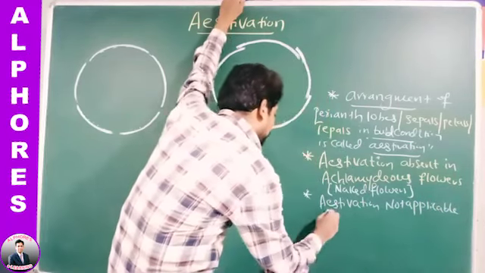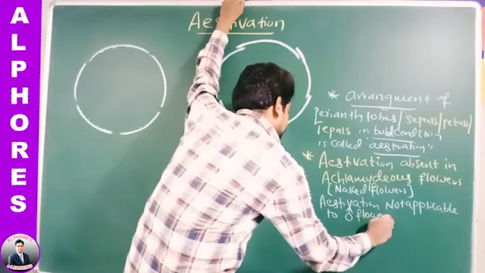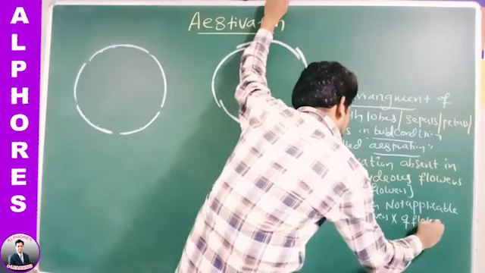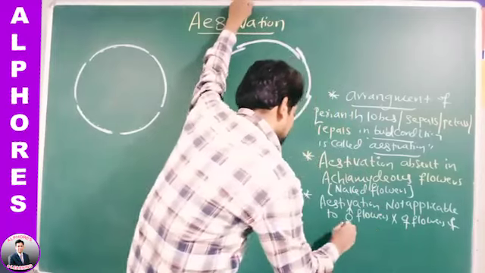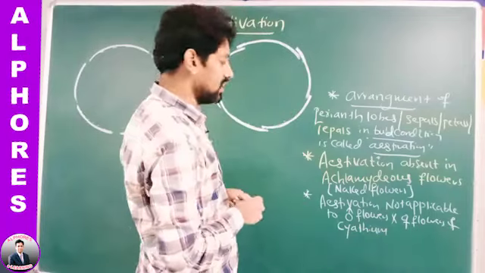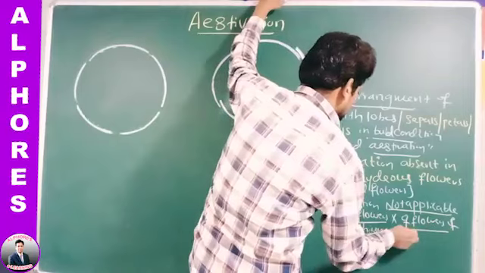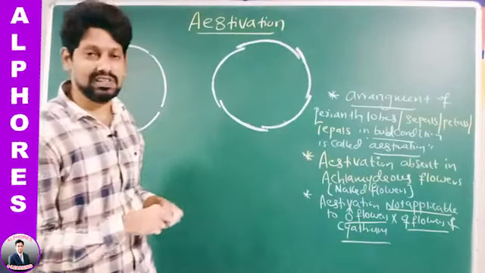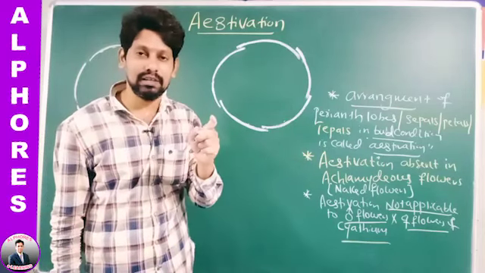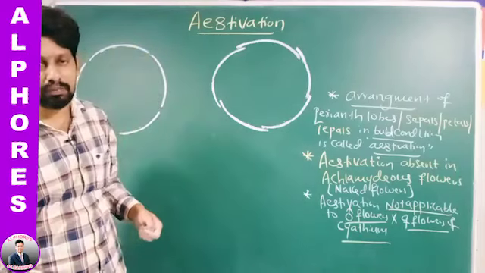Estivation is not applicable to what? Male flowers and female flowers of which inflorescence? Cyathium inflorescence. Why? Because the male flowers and female flowers of cyathium inflorescence are achlamydious. Perianth is absent, so estivation is not applicable.